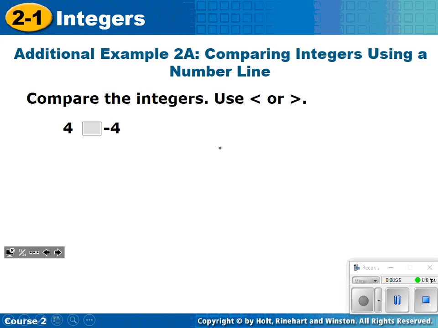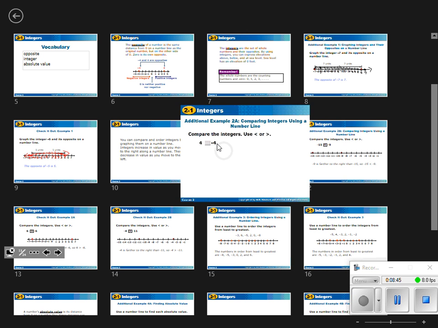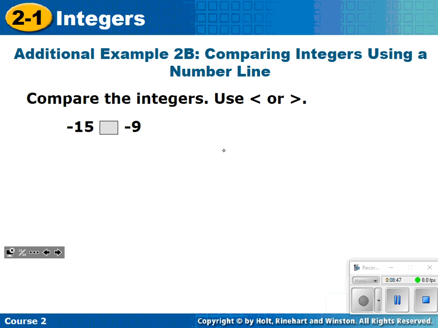Which one's the alligator going to eat? 4 or -4? 4. Boom. This is not absolute value. We will get to absolute value. Think about it. Think about it.